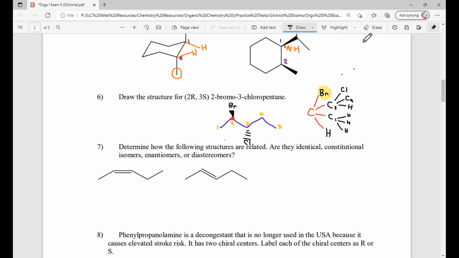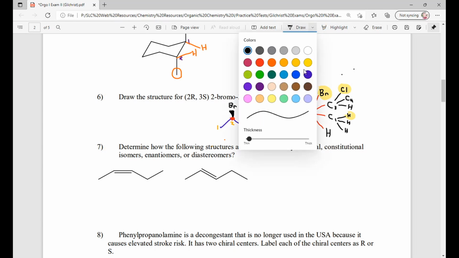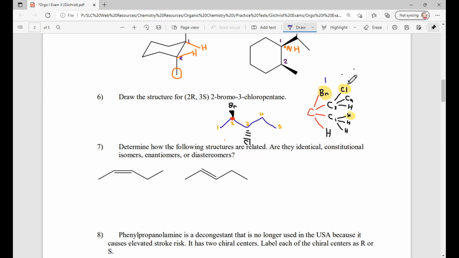And of those two, it's the chlorine that wins out over the hydrogen. So therefore, I would be able to determine that this would be 1 for here, 2 here, 3 here, and 4 here. So C1 is basically 3. And this would be 2, and this would be 1.